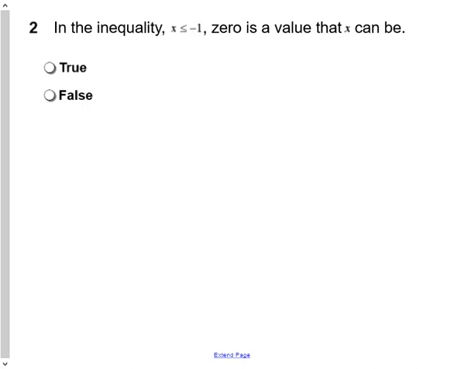Question 2 says, in the inequality of all numbers less than or equal to -1, 0 is a value that x can be. And the answer for this is, of course, false, because 0 is less than negative. If I substitute 0 for there and say, is 0 less than or equal to -1, the answer is no, it's not. It's greater than -1. So therefore, that's why it's false.